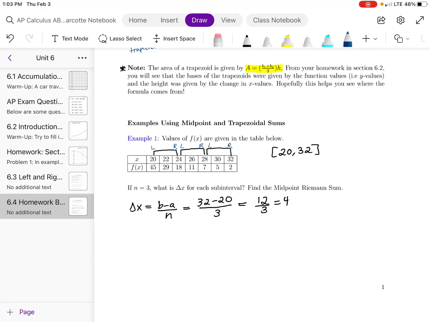And so now I need to figure out what the midpoint is. So what's the middle in between 20 and 24? Well, that's going to be 22. And then going to the next interval, what's the middle between 24 and 28? 26. What's the middle between 28 and 32? 30.